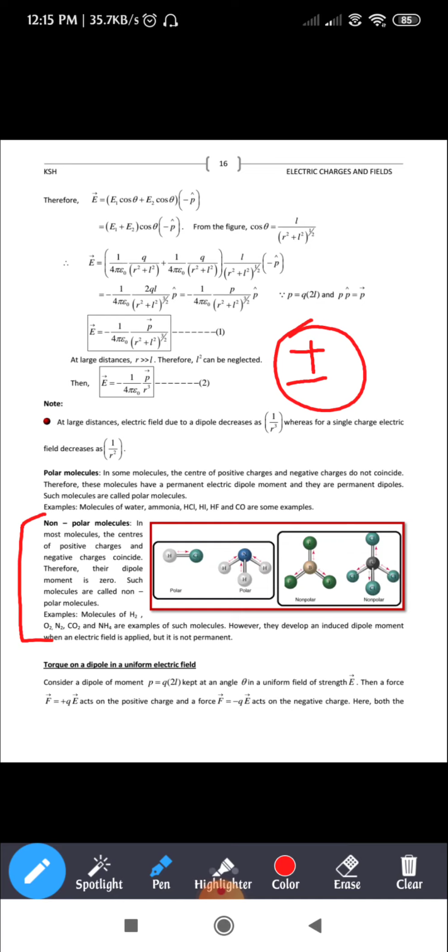So hence we call these non-polar molecules as not having a dipole moment, or else we say that the dipole moment of a non-polar molecule is equal to zero. Examples, as you know, are H2, O2, N2. Okay, so this is regarding the polar molecules and non-polar molecules.